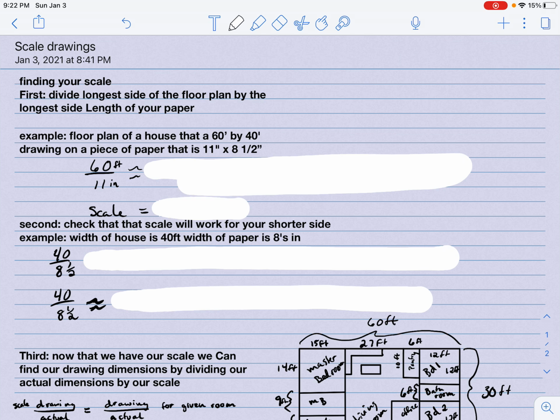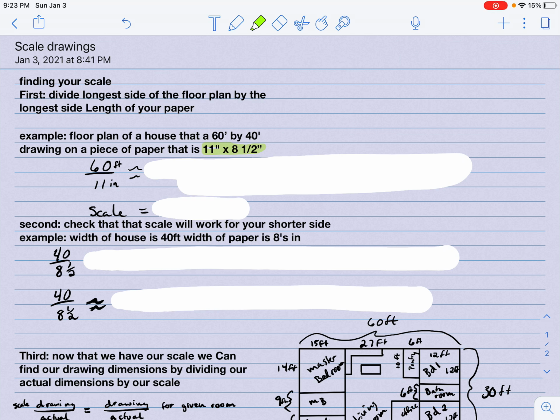To find the scale, our first step is divide the longest side of the floor plan by the longest side of the sheet of paper. So what you're going to be doing is drawing your floor plan on an 11 by 8.5 sheet of paper, so just a normal computer paper. If you do have a bigger piece of paper and you want to draw the floor plan out on that, you can. Just note your numbers here are going to change. Your longest side is going to be whatever the longest side of the paper you have is. But for in class, what I'm going to have available is 11 by 8.5.